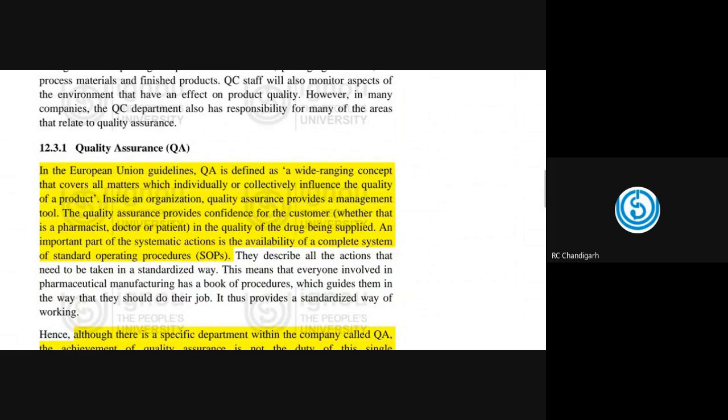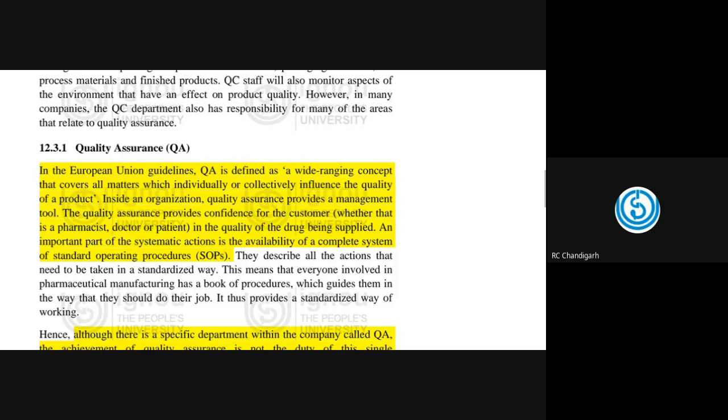In the European Union guidelines, quality assurance is defined as a wide-ranging concept that covers all matters which individually or collectively influence the quality of a product. Inside an organization, quality assurance provides a management tool. Quality assurance provides confidence for the customer, whether that is a pharmacist, doctor, or a patient, in the quality of the drug being supplied.